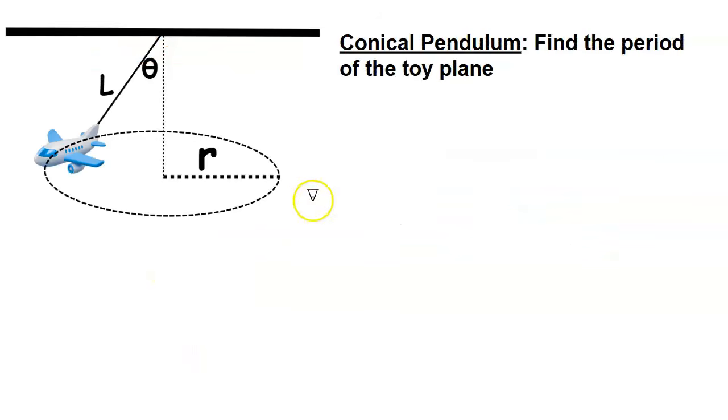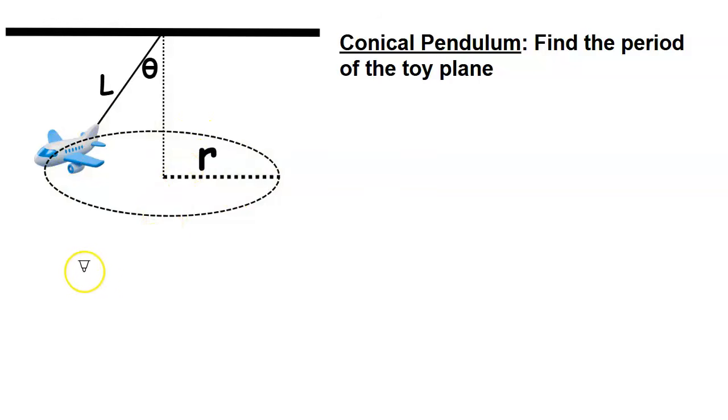All right, now we're going to take a look at a conical pendulum. And so we have this toy plane connected to a string, and this plane is going in a circle. It's a conical pendulum because it sweeps out a cone shape. And we want to find out what is the period. By period, we mean how long does it take for this plane to go in one complete circle?